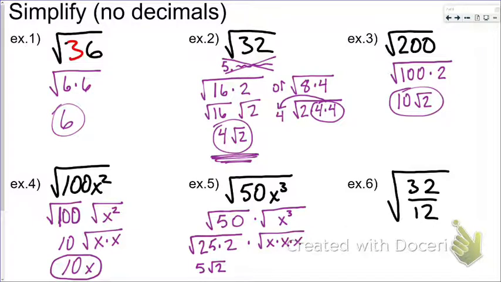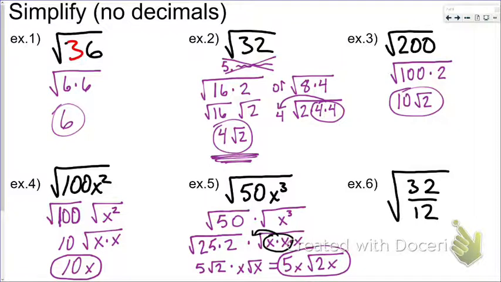For the x's, we need a pair to come out. So there's a pair. So that would look like that, although that's not wrong, but it's kind of weird. So I would prefer you write it like this. Let me retry that again. There we go.